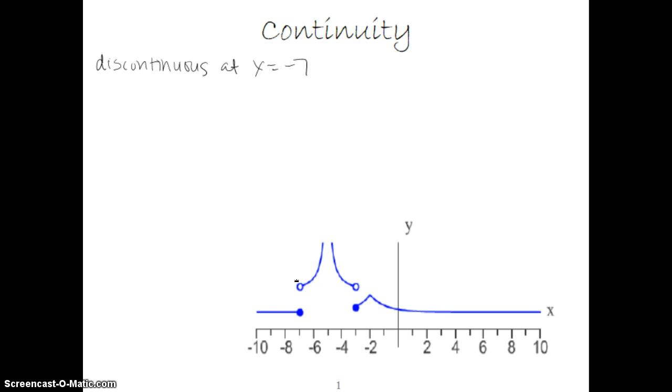Also, do you see at this asymptote, which is x equals -5, it's also discontinuous at x equals -5. And the next place it would be considered discontinuous is at x equals -3. Everywhere else on the graph it is continuous, even right here. Do you notice right here? You don't ever pick up your pencil when you're drawing this graph, so it is continuous.